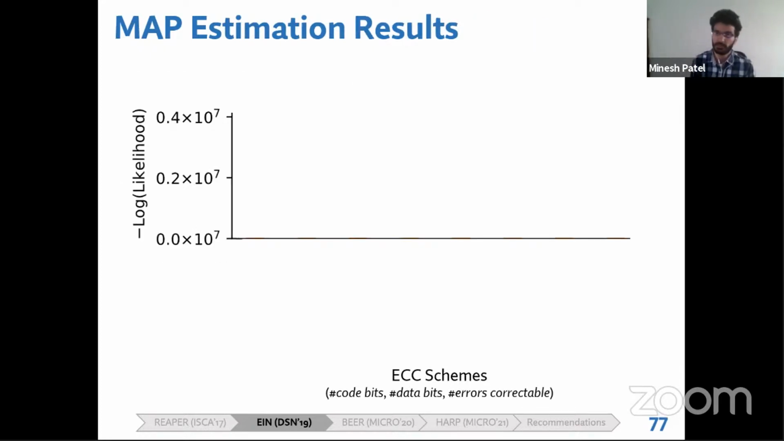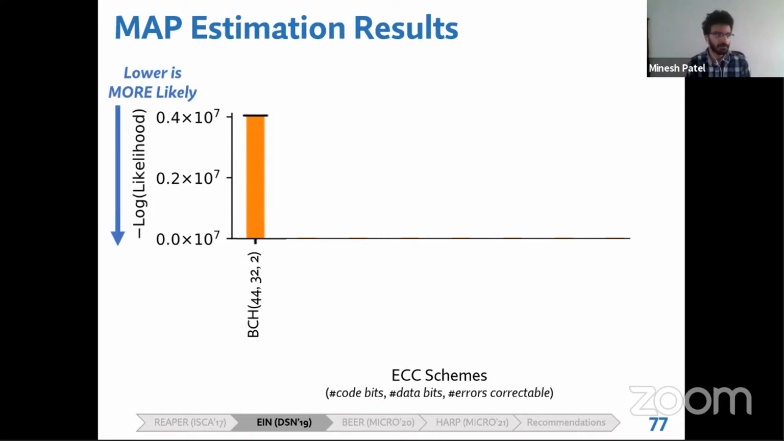So now I'll jump into our results, essentially the results of our MAP estimation. Here I'm showing a plot, which I'll introduce step by step. On the y-axis, we show the negative log likelihood, which is the log likelihood of the different ECC schemes. Note that here, a lower value means that the scheme is more likely. Along the x-axis, we show different ECC schemes, which are parameterized by the values shown there. For example, here I show a BCH double error correcting scheme, right? This bar shows the log likelihood observed, and we see that the confidence interval here is extremely tight because we're dealing with many, many samples.